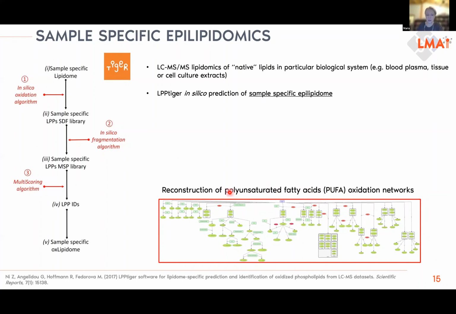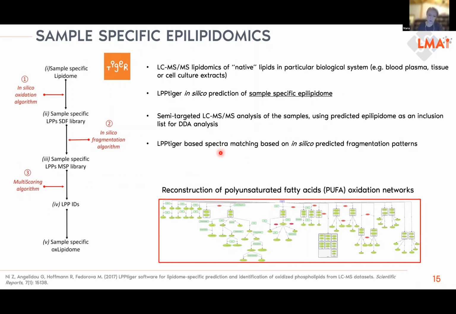And then Nii implemented these networks in this in silico oxidation algorithm within LIPID. So we measure the native lipidome and use it for the oxidation. And then we can go with a semi-targeted LC-MS analysis using this predicted epilipidome for identifying what is actually present in this biological system. Then, of course, we can use LIPID for matching the spectra and identify that.